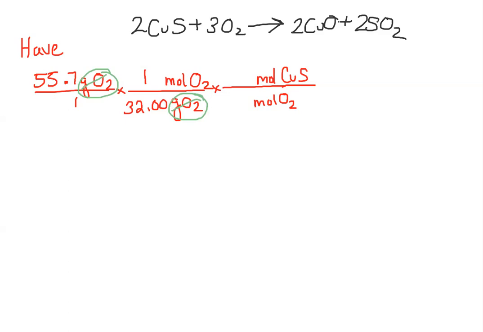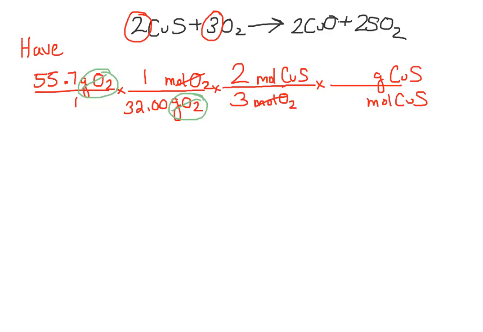Okay, so we say copper sulfide has a 2 in front, so a 2 goes there. Oxygen gas has a 3 in front, so a 3 goes there. And then, because the problem is all in grams, we got to change these to moles. So look at this. This cancels with that. So that means this has to go down here. So this has to be moles of copper sulfide, and this has to be grams of copper sulfide.